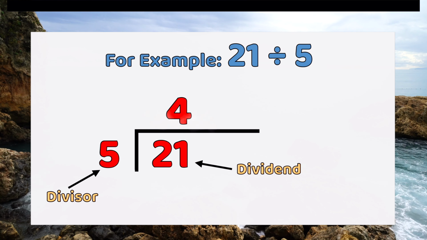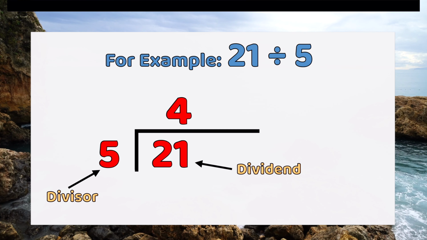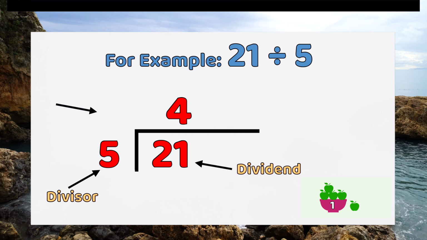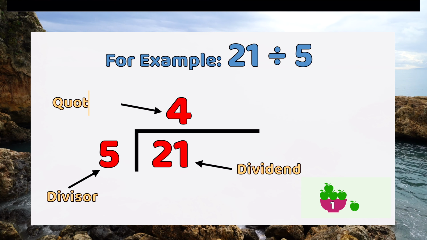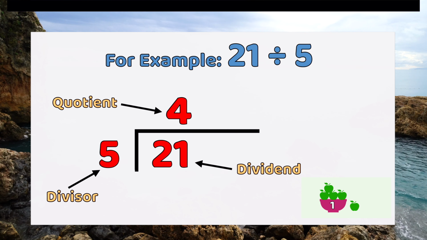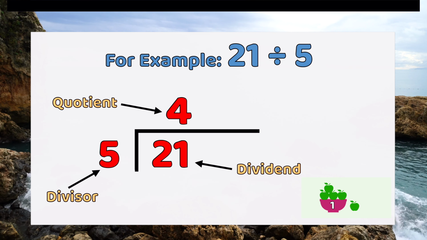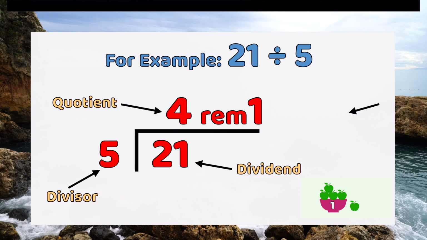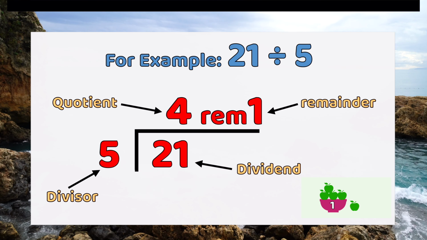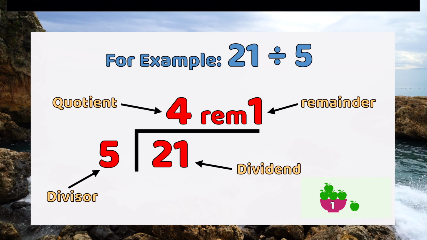And then our answer, we had 4 full apples in the bowl once we've shared out all the 21 apples, and we call this the quotient, which is basically your answer of how many full bowls that we can get. And then what's left over is called the remainder. So there was a remainder of 1. And these are all the terms that you would need to know when we're doing a math problem.